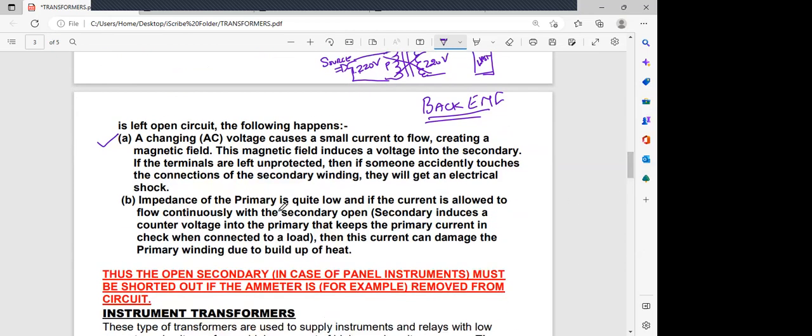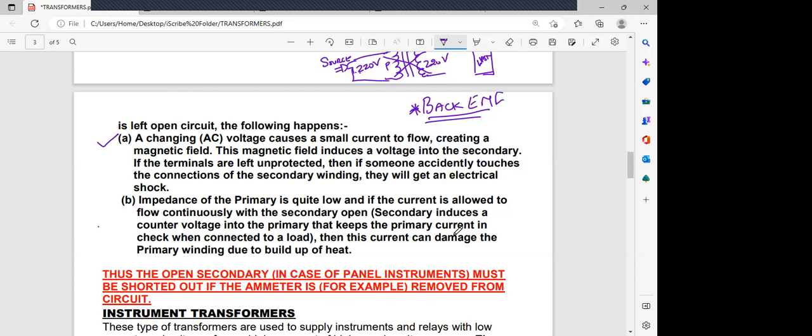Number two, impedance of the primary is low, and if current is allowed to flow continuously with the secondary open, secondary induces a counter voltage, as we said. This was the back EMF. It induces a counter voltage into the primary that keeps the primary current in check, because a current that is caused by this back EMF is going to oppose the original current flow. So, it induces a counter voltage in the primary, keeping the primary current in check when connected to the load.